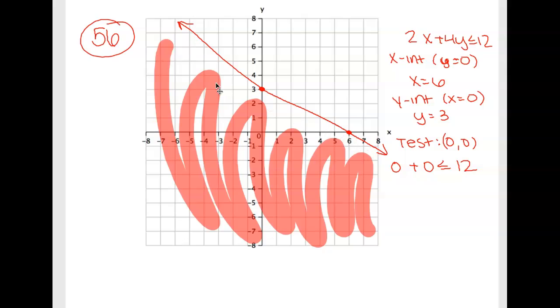56, this line is solid, shaded below. We graph our x and y intercepts. You could also change it to slope-intercept form, but you see the general idea.